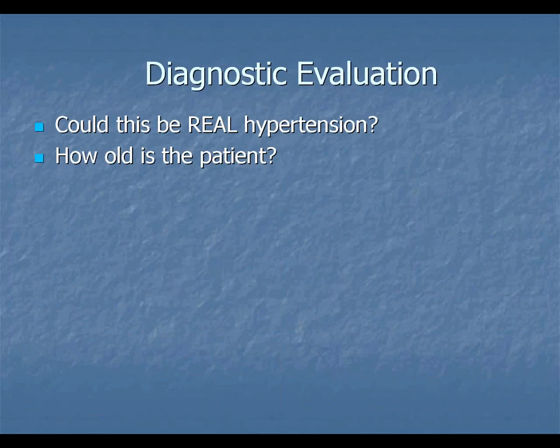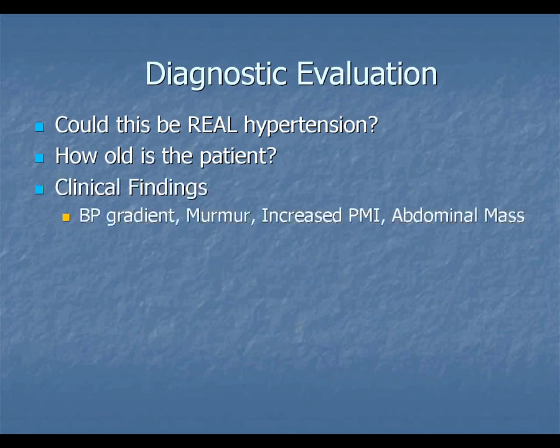So the first thing is to think about how old is the patient. Refer back to that chart that I just showed you to see now what is the percent likelihood of what could be causing this elevated blood pressure. Evaluate your overall clinical findings. Is there an arm-leg gradient? Is there a heart murmur present? Is there an abdominal mass present? And what does the history suggest?